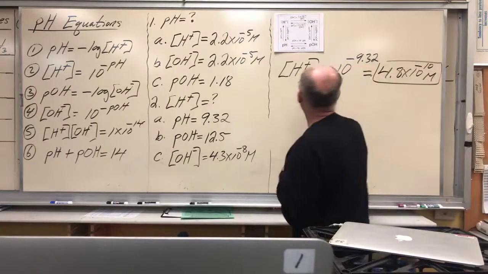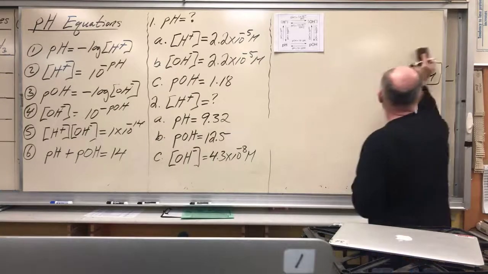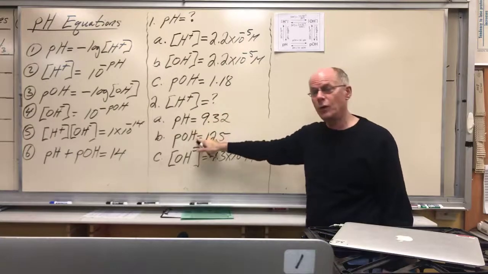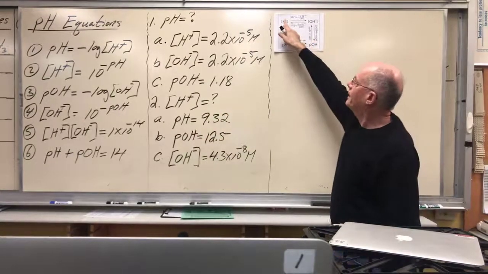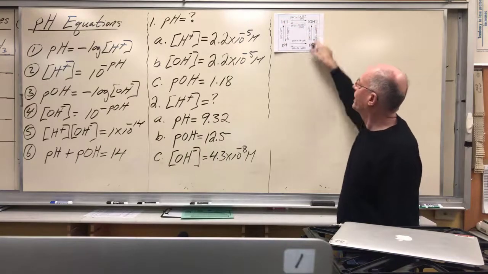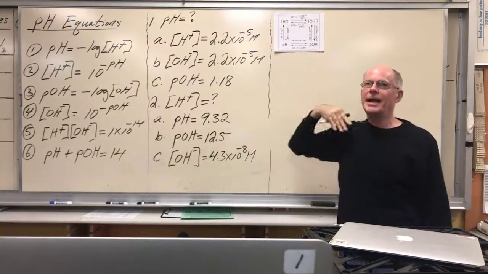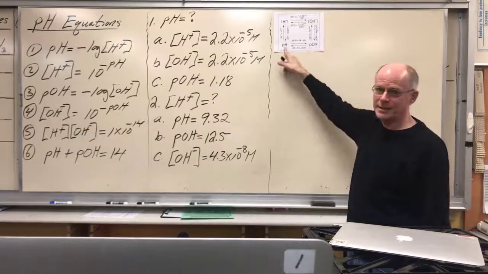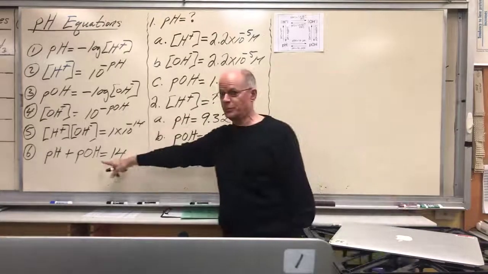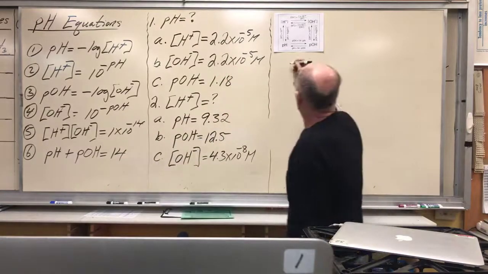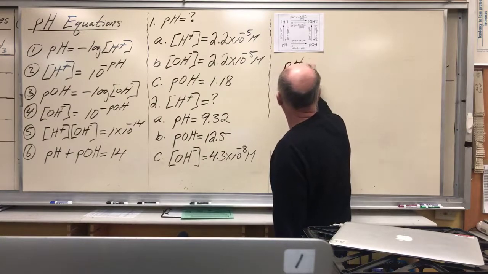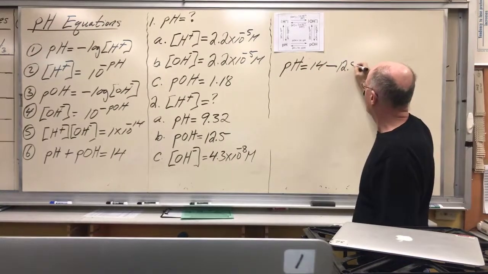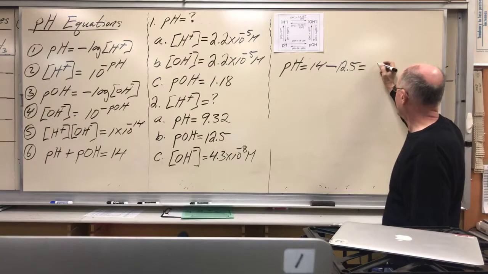Okay, the next one, you can take two different paths. We want hydrogen ion concentration, we're given pOH. So we're here, we want to go here, so we could go either path, but anytime I'm given pOH and it's a two-step problem, or pH and it's a two-step problem, I always go through this path, because it's the easiest of all the equations, just a simple subtraction problem. So pH is going to be equal to 14 minus 12.5. And that gives us 1.5.